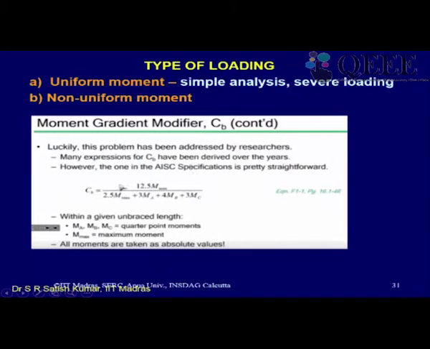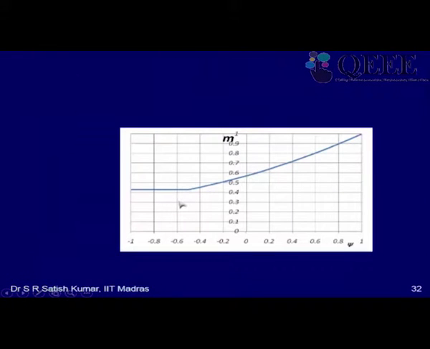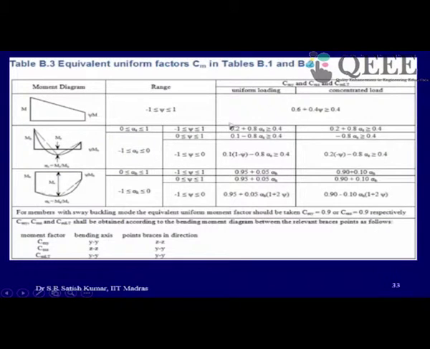Now some other codes give you some other equivalent uniform moment factors CB or modification factors CB, with which you can multiply M max. Okay, so this CB is nothing but our small m that we just saw. So that gives you an equation in terms of various m values. We'll just skip that. But basically the small m varies with xi somewhat like this. So if xi is -1 to around -0.5, it is constant at 0.4, and then it goes on increasing. And when xi becomes 1, m also becomes 1. Okay, so that is how this plots.